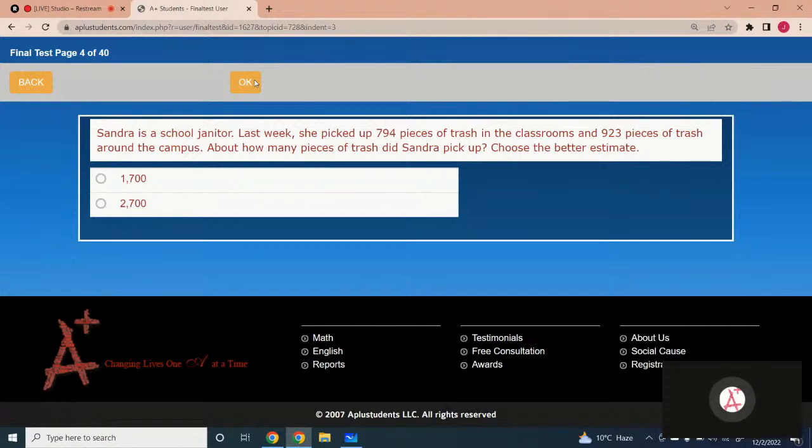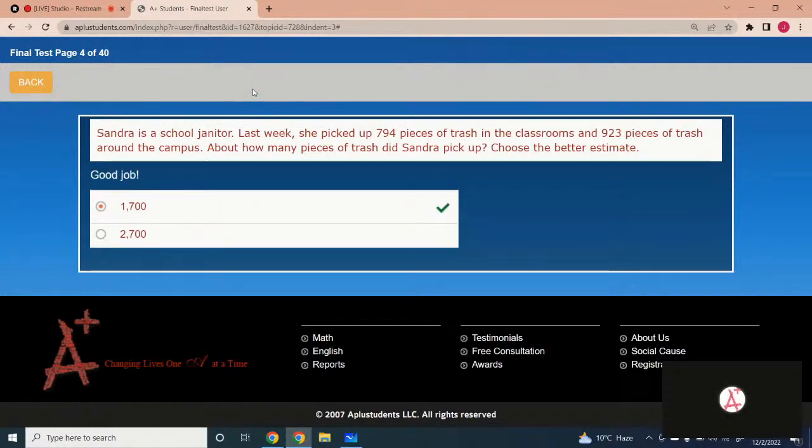So, which is the correct option? 1700 or 2700? It would be 1700, because 923 is rounded off to 900 and 794 is rounded off to 800. So 800 plus 900 is 1700. Just select the correct option, then click on the OK button. Got it?